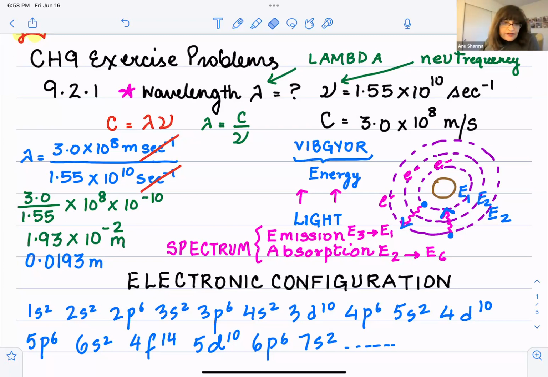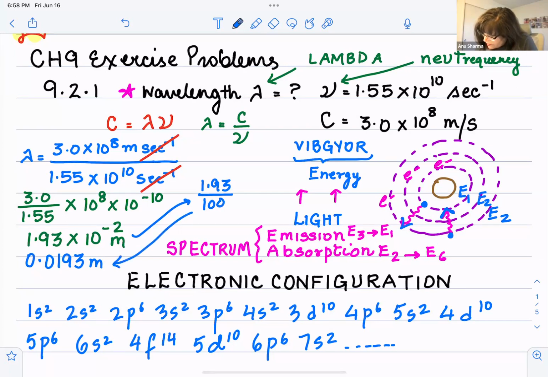So 10 to the power -2 means 100, so it means divide by 100. So then that will give you this. I'm just doing a little math here. This would also mean 1.93 divided by 100, and that gives you back this answer. Okay, so this is just to show you how you will solve this problem.